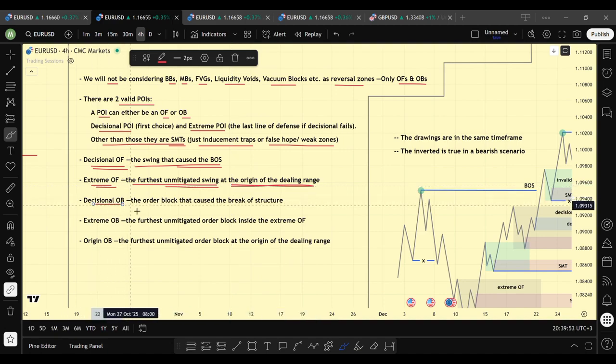Decisional order flow, I mean decisional order block now. This was the order flow, this is the order block. An order block is located inside an order flow. So the decisional order block is the order block that caused the break of structure.